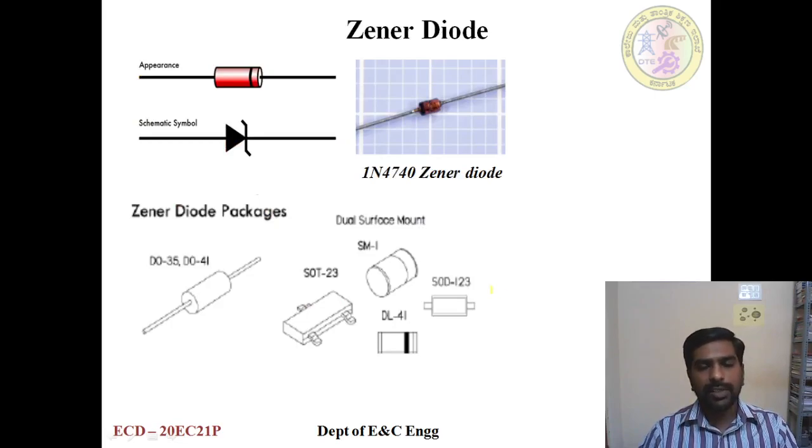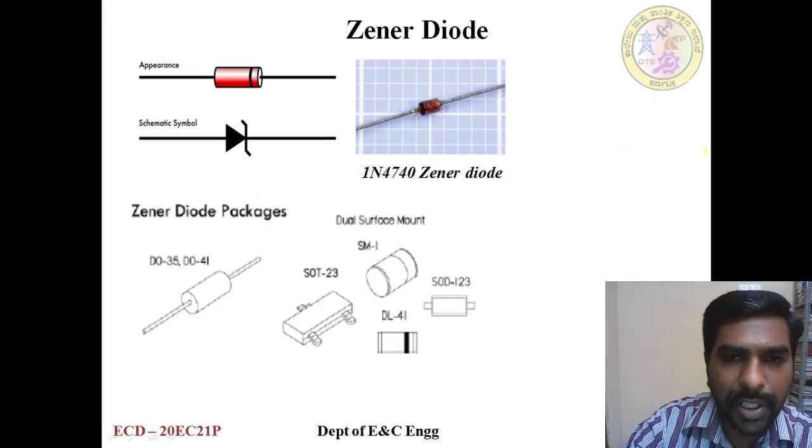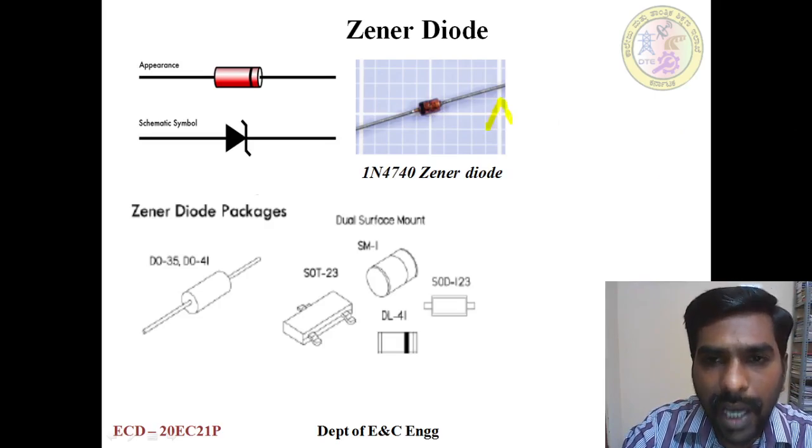And coming to the Zener diode, it is also a diode. It is meant only to work in reverse bias condition. That's why we have to check both forward bias as well as reverse bias. So this is the identification, the terminals we can identify. This is the anode and this is the cathode.